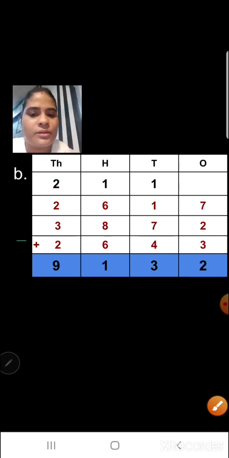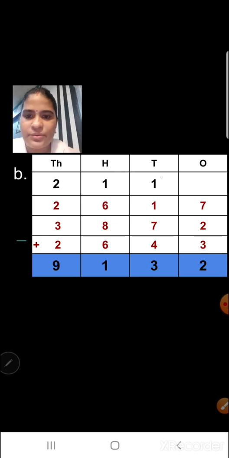B1. Children, look at the question carefully. Let us add from ones place. In ones place we have 7 plus 2 plus 3, which is equal to 12. 1 will be carry over and 2 you will write in ones place.